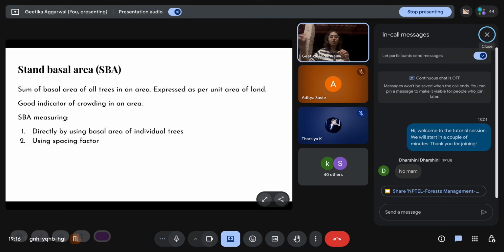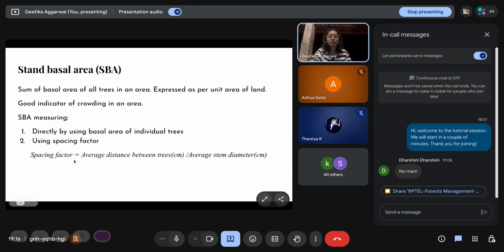So what is the space between the trees in your stand divided by the diameter. So spacing factor for a particular stand of trees is the average distance between trees divided by the average stem diameter. So what is the average distance between any two trees divided by the average stem diameter? So that is spacing factor.